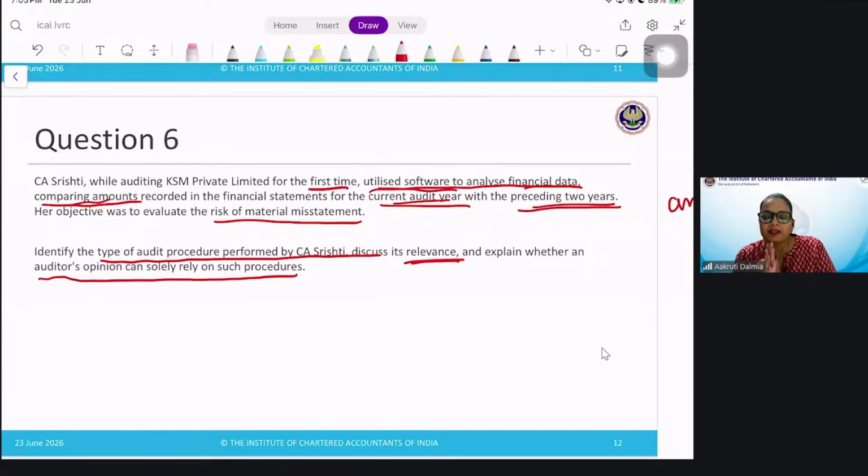Type 1, type 2, type 3. अपने आप तुम्हारा अप्रोच इमीडिएटली क्लियर हो जाएगा आंसर लिखते टाइम एग्जाम में, अगर तुम आइडेंटिफाई कर लो तो.